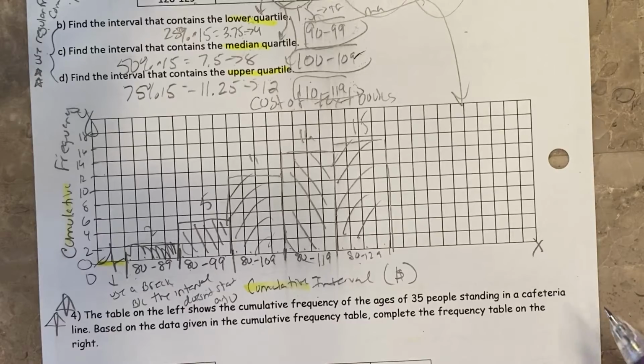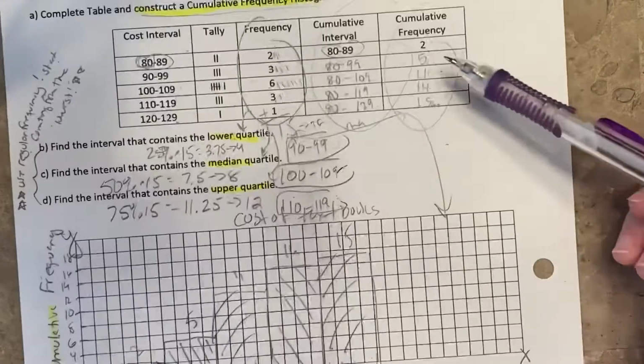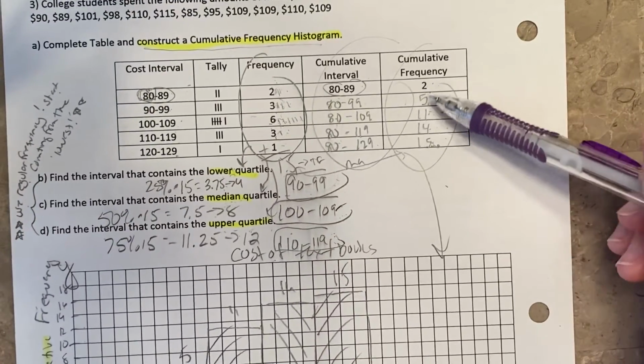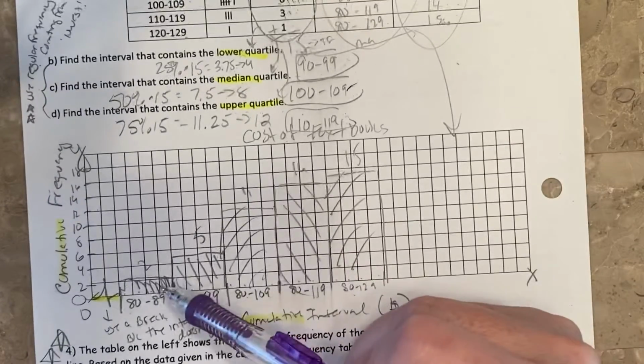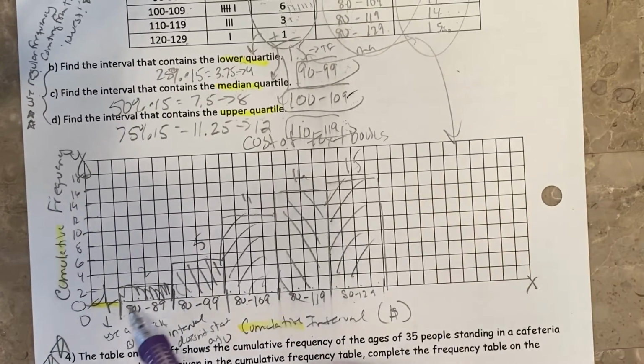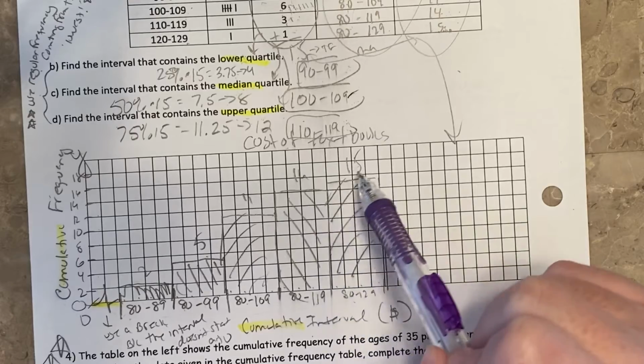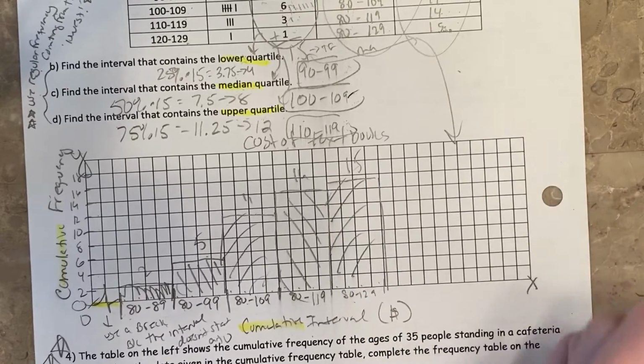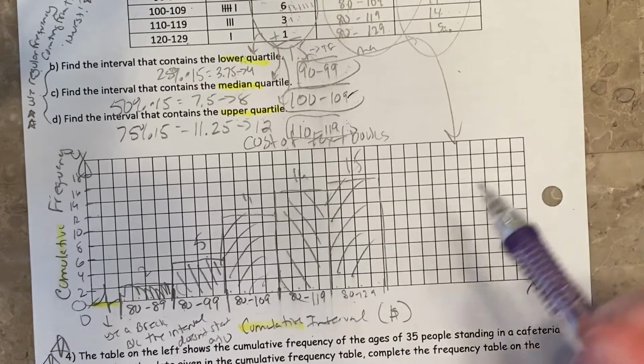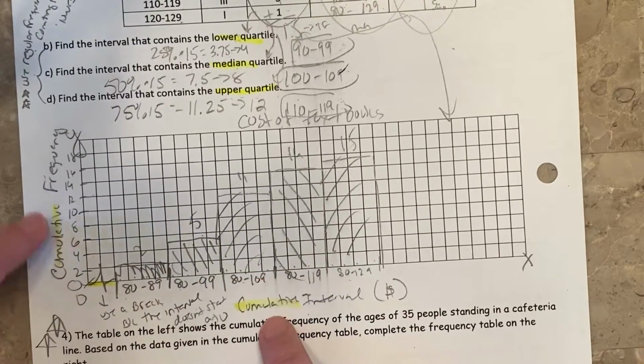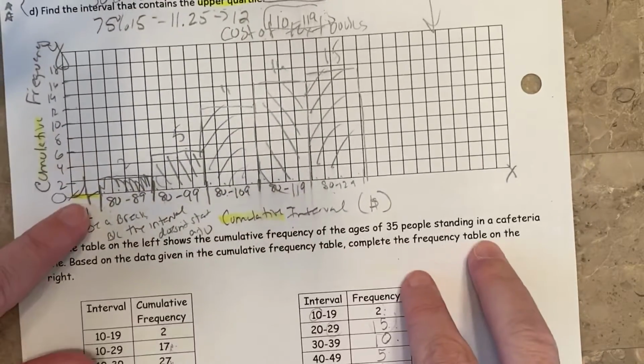That's important. And make sure that you're using these numbers right here, the 2, 5, 11, 14, and 15. You should see an increase, almost like steps going up. So that's how you know, because you just keep adding on more and more numbers. So just be careful. Make sure you're using the cumulative, interval, and frequency, and you have that break.